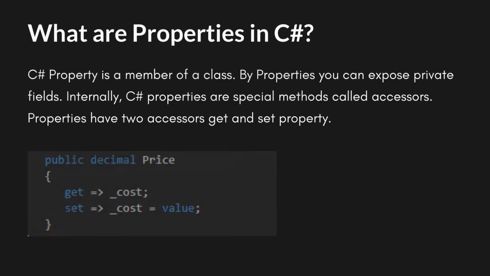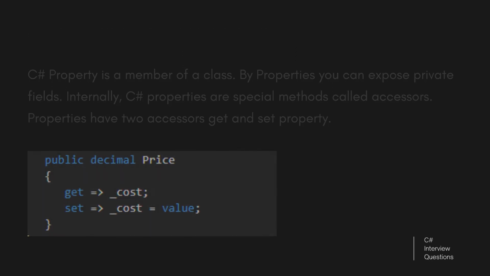What are properties in C#? A C# property is a member of a class. By properties, you can expose private fields. Internally, C# properties are special methods called accessors. Properties have 2 accessors to get and set the property.